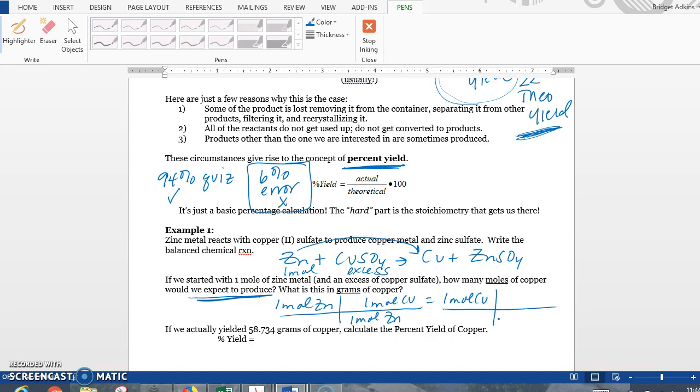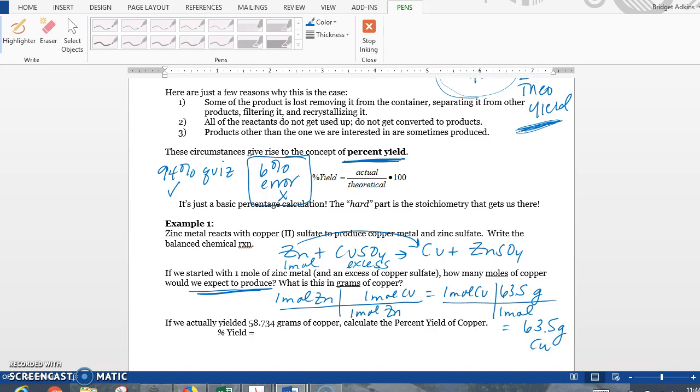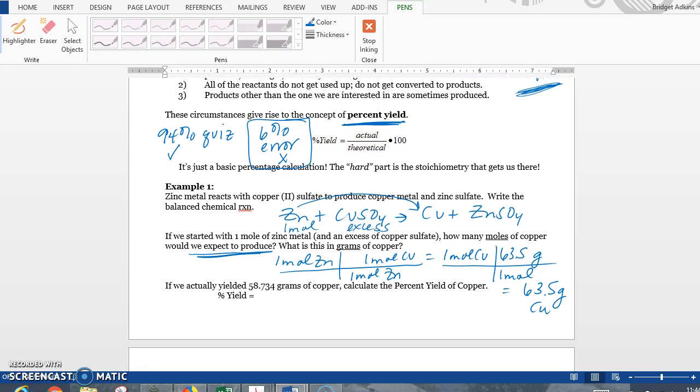Now to turn that into a mass, you guys know we've got to use the molar mass. They're a little loose on sig figs here. Let's just assume that that's an exact number. So then we would make 63.5 grams of Cu, just that molar mass from the periodic table. So none of that is new material. This last part is where it's the new stuff.